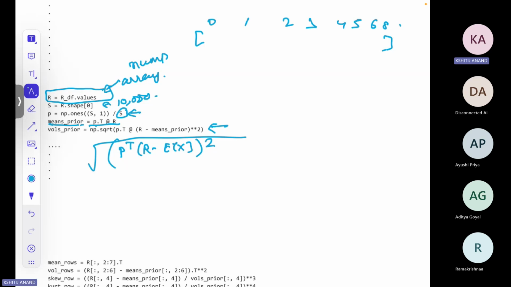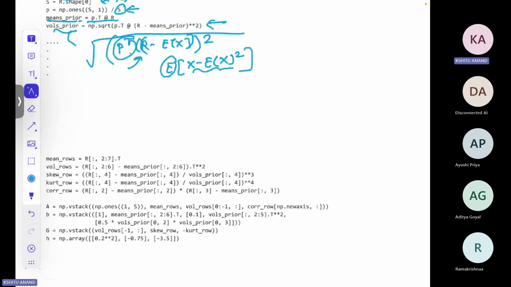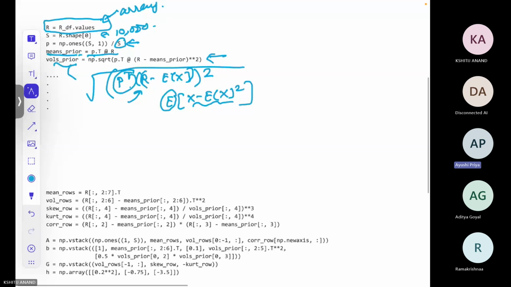Okay, is everyone getting how we are doing this? So this is basically the same formula. Volatility is equal to the square root of the expectation of (x minus expectation of x) squared, nothing else. How? Let us see. This inside thing is this one, and when you multiply it with the probability matrix, you are calculating the outer expectation. So this is nothing but your volatility. Got it? So basically, from each column, we have to subtract the expected value, then square it and multiply with the probability. Exactly.